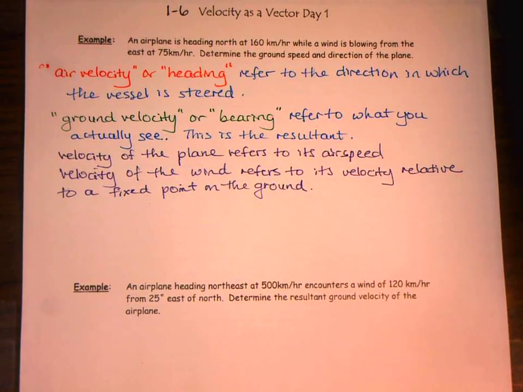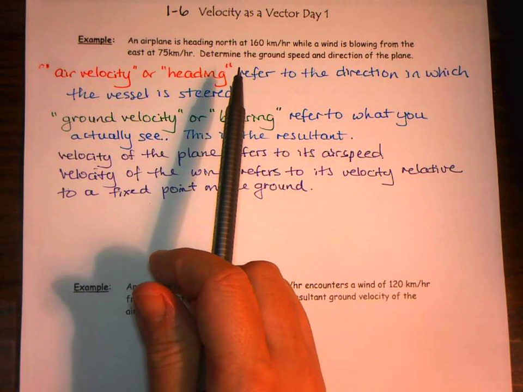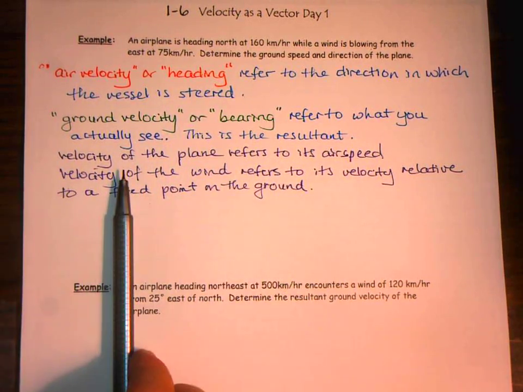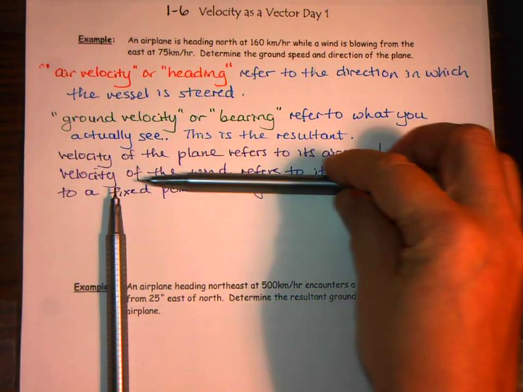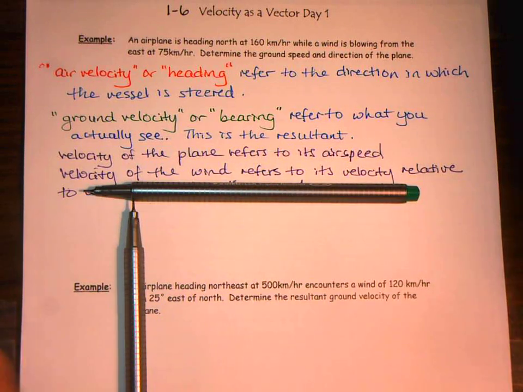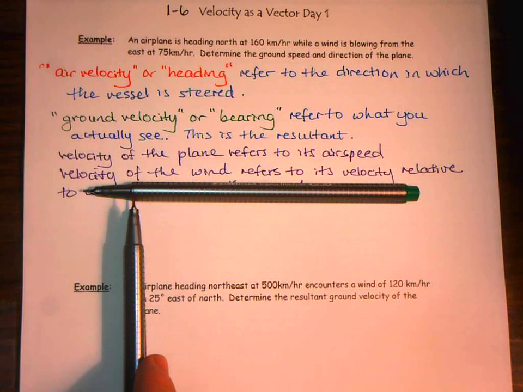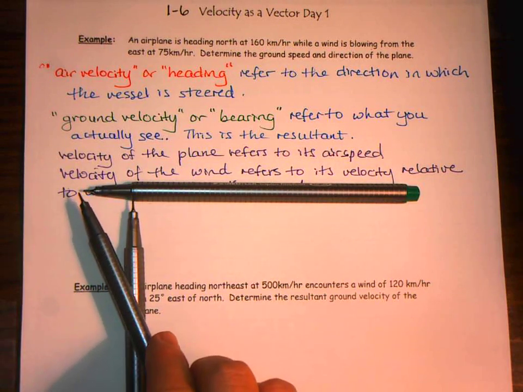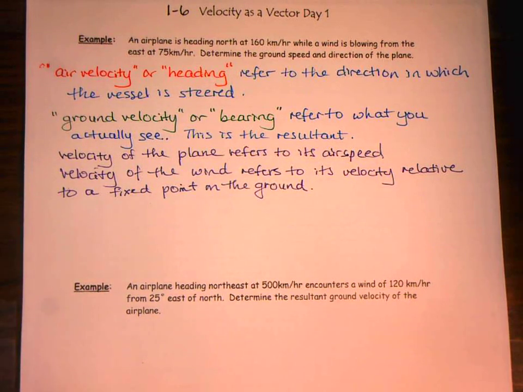So let's take a look at the first question. You have an airplane that's flying due north at 160 kilometers per hour, so it's going northward. There's a wind from the east, so the wind is going this way, at 75 kilometers per hour. Determine the ground speed and direction of the plane. So as you can see, the plane is not going to stay in this direction, it's going to be going this way. So let's sketch that. You don't have to draw these vectors to scale, however they should be proportional.